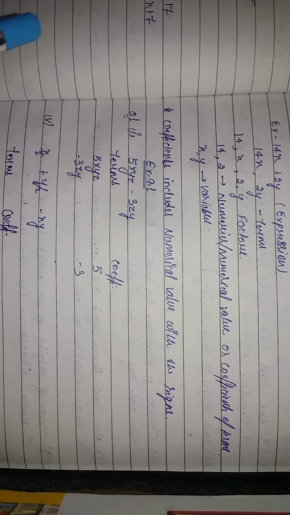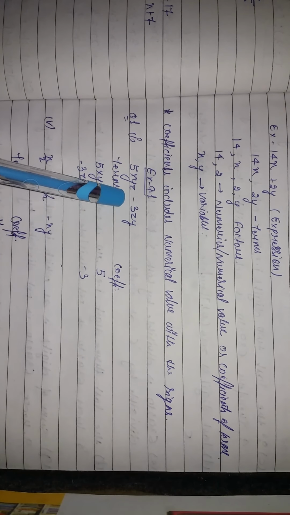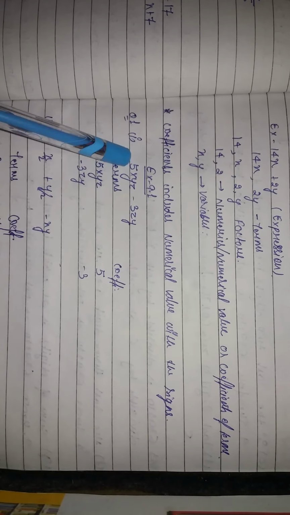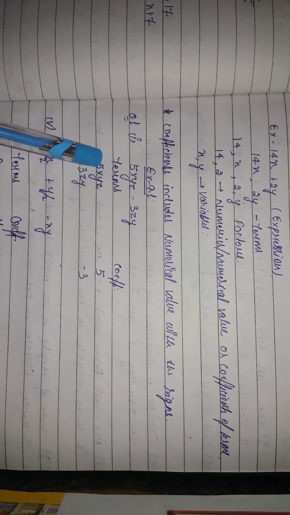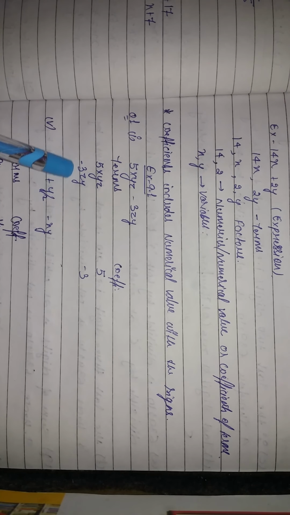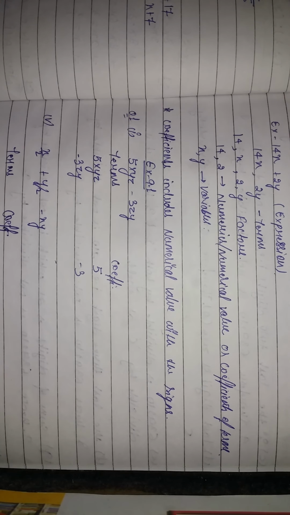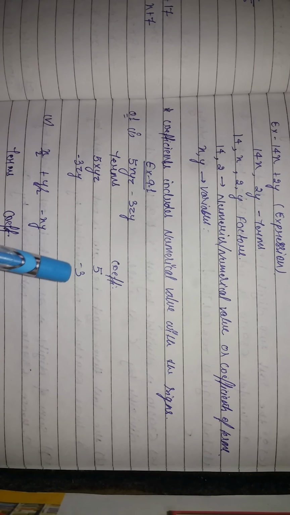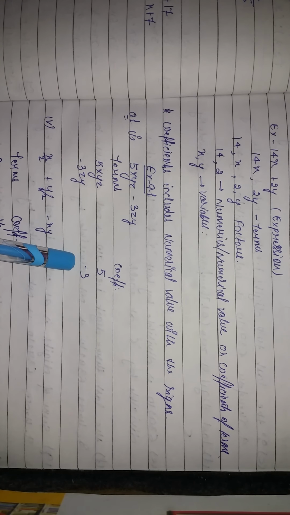Coming to exercise 9.1, question number 1. The question says: identify the terms and their coefficients for each of the following expressions. It means you are given the expression, you have to identify the terms first and then identify their coefficients. So here you have two terms, 5xyz and minus 3yz. So the terms are 5xyz and minus 3yz. Now the coefficients are your numerical values along with the sign. So here it is positive 5. Whether you write it or not, it is understood that the positive sign is hidden there. Now here it is minus 3, so the coefficient is going to be minus 3.